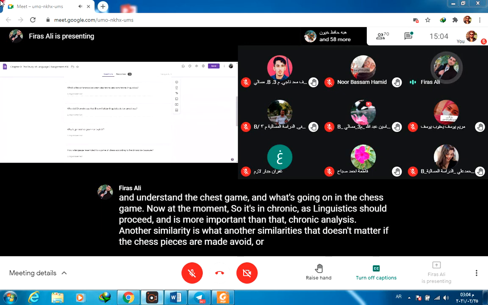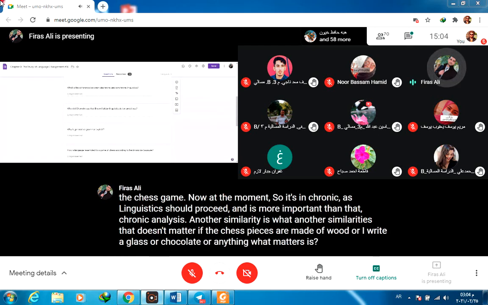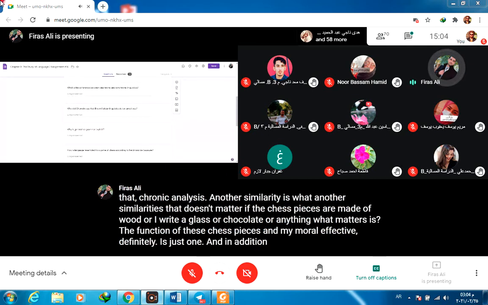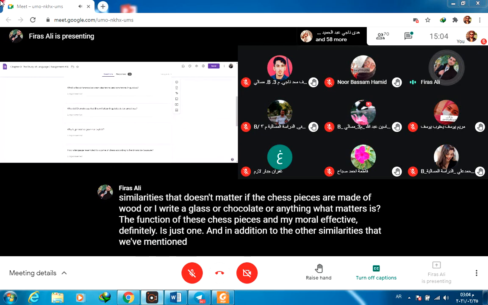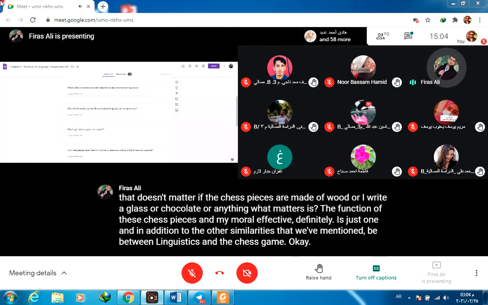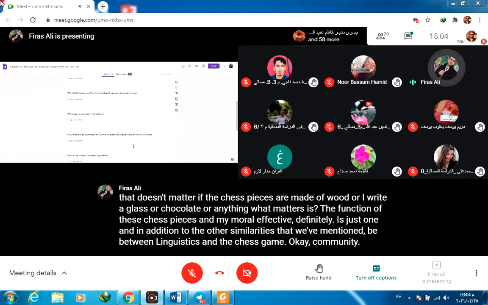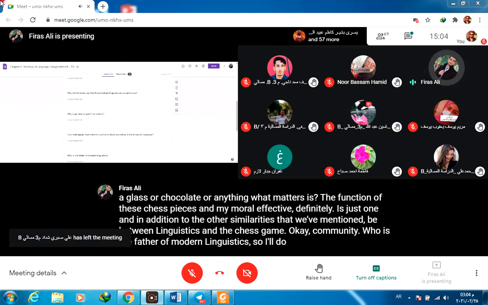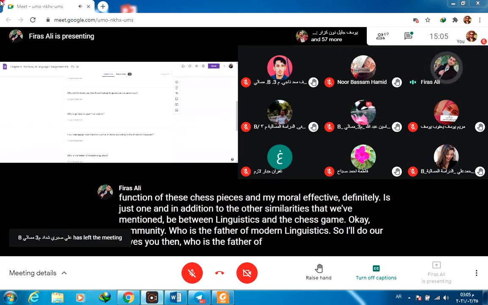Who is the father of modern linguistics? This is a question with a very short answer. Who is the father of modern linguistics? The Swiss scholar Ferdinand de Saussure. De Saussure, yes, the Swiss linguist or scholar Ferdinand de Saussure. Yes, that's right. He's the father of modern linguistics. What's the name of his book, Shams? Do you know the name of de Saussure's book?